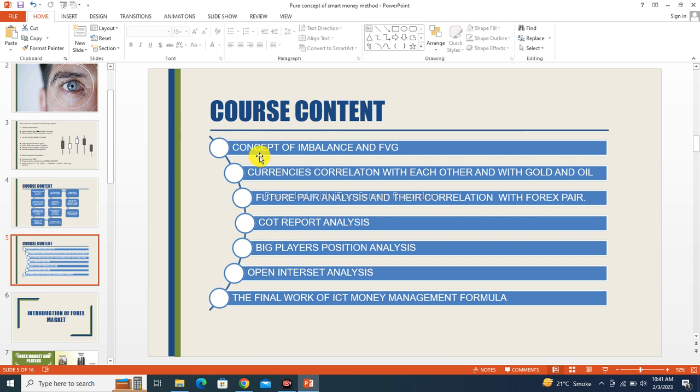Then another concept is imbalance and FVG, and order blocks or types of order blocks. Also included is currency correlation with each other and with gold and oil. I know most of the traders find the setup, but we don't need to find setups on all of the pairs. We just need to find a setup on dollar or EURUSD, then we'll take entries on the other 7 major pairs. So this is the power of currency correlation.